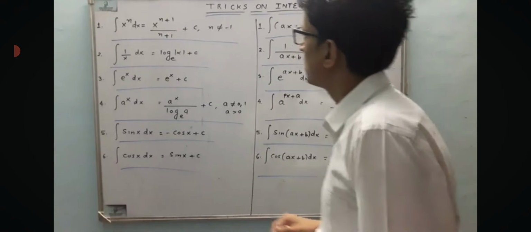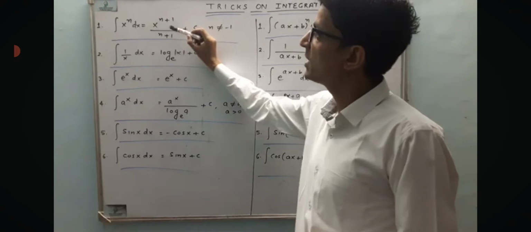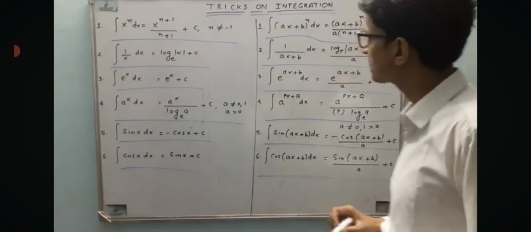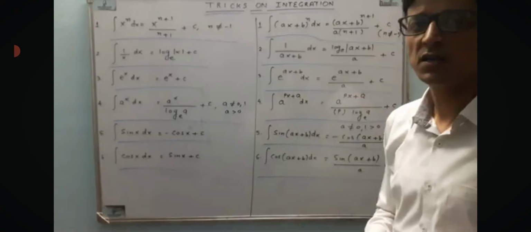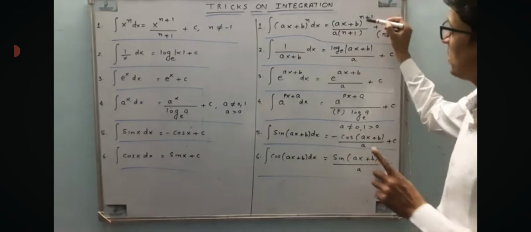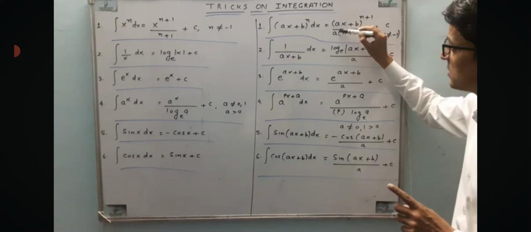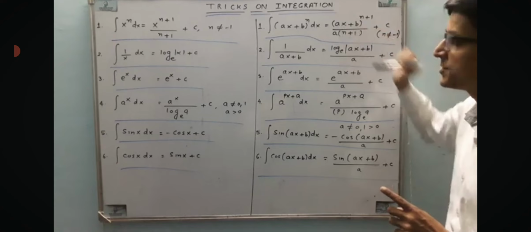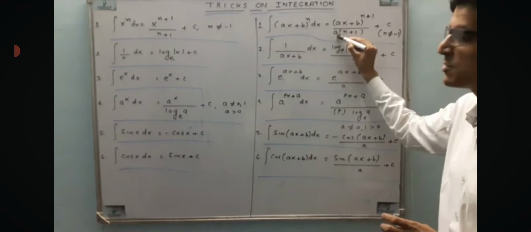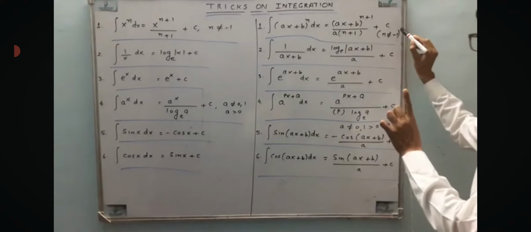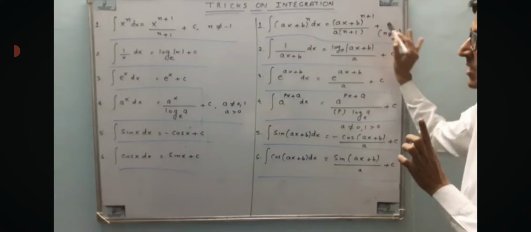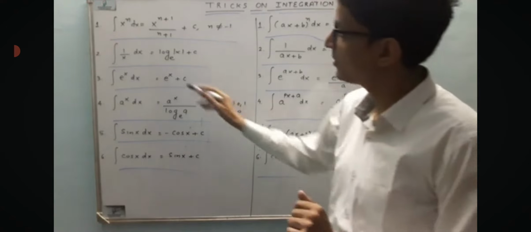The first result, we all know that integral of x raised to power n dx is x raised to power n plus 1 upon n plus 1 plus c, where n is not equal to minus 1. Now suppose instead of x we are being given ax plus b raised to power n. The result will be the same except that you just divide the expression by the coefficient of x. The coefficient of x here is a, so just divide the expression by a. Otherwise the entire result will be the same. You can see that ax plus b raised to power n plus 1 upon n plus 1 divided by a plus c.